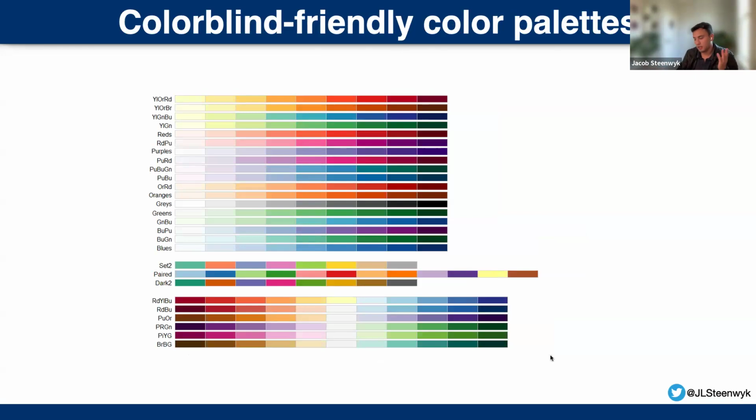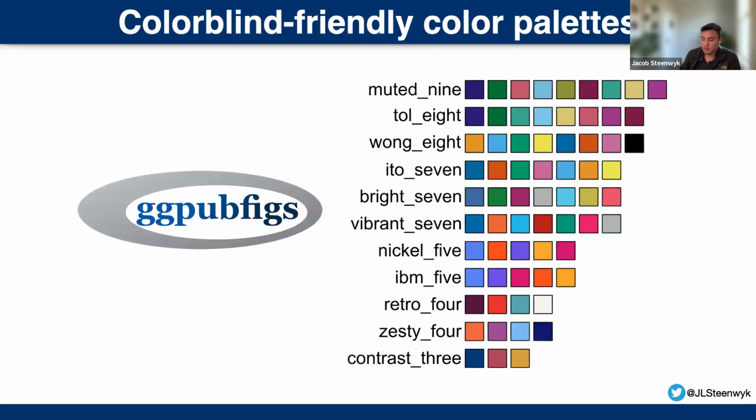Some of them already come out in ggplot too, so like Dark2 or in RColorBrewer, like Dark2 is one of them. That's a great color palette. Instead of putting the onus on the user to pick a colorblind friendly color palette, this was the whole motivation of why I engineered ggpubfigs. It's just so that all of these color palettes are colorblind friendly for most types of color blindness.